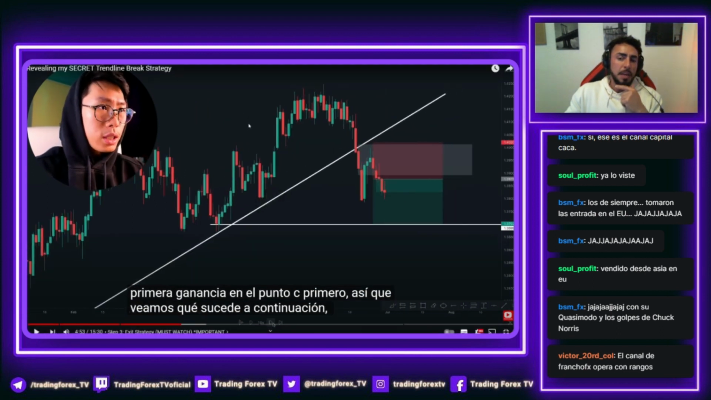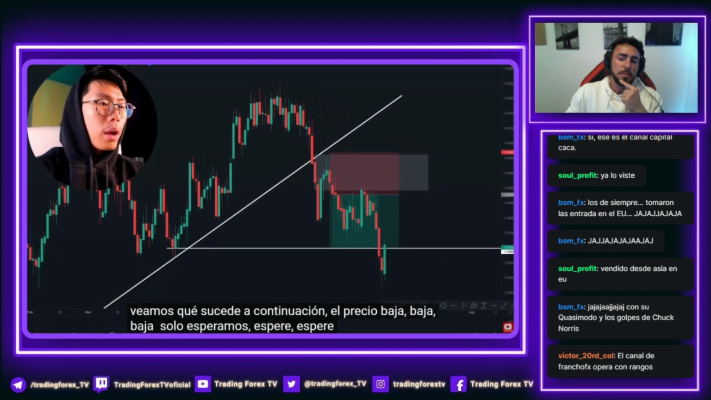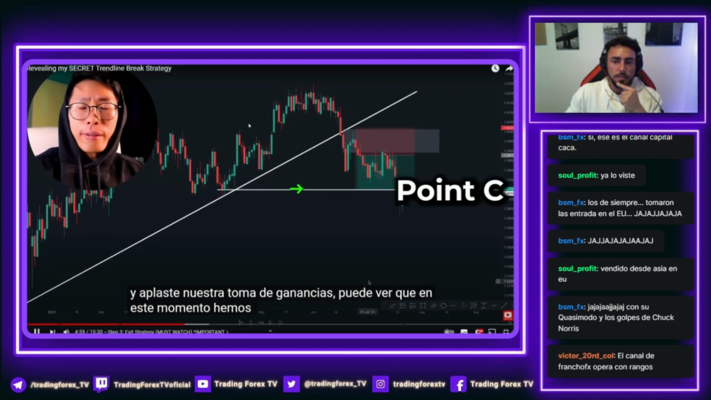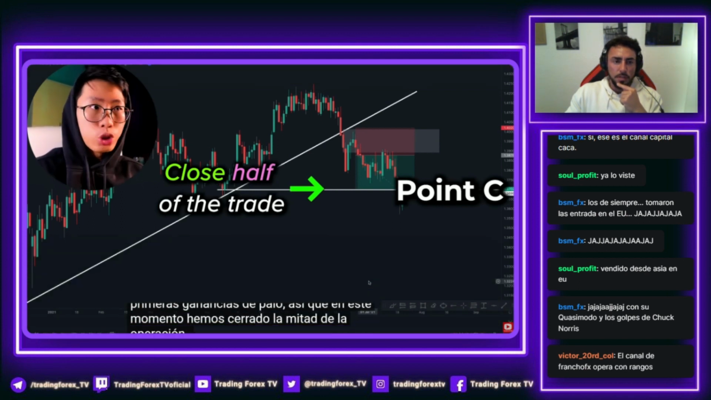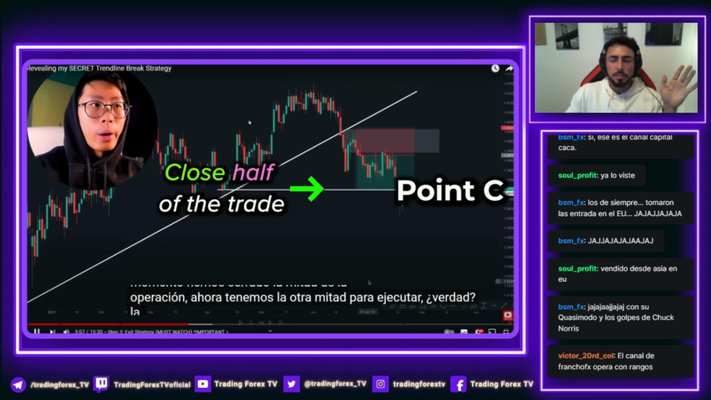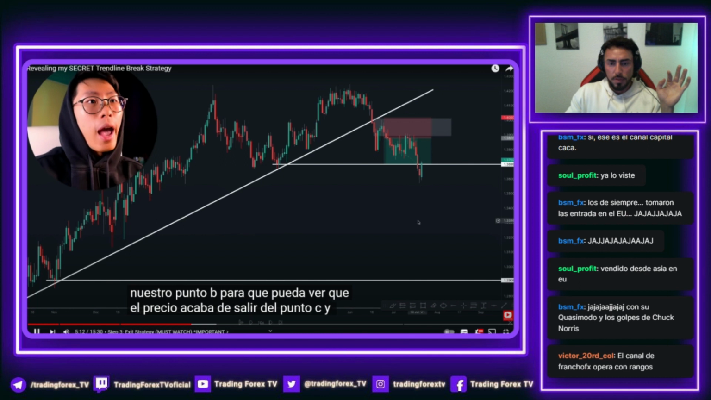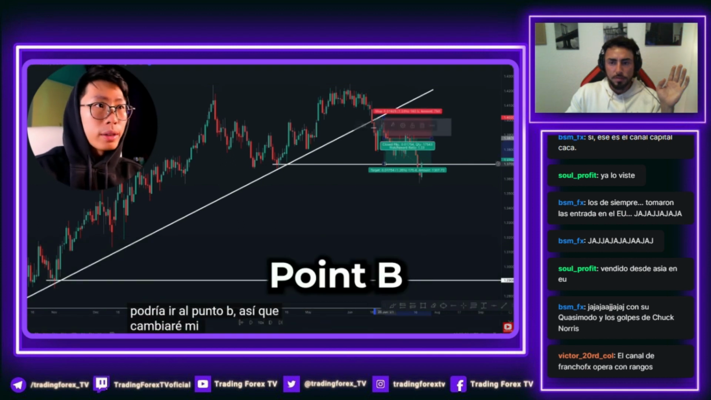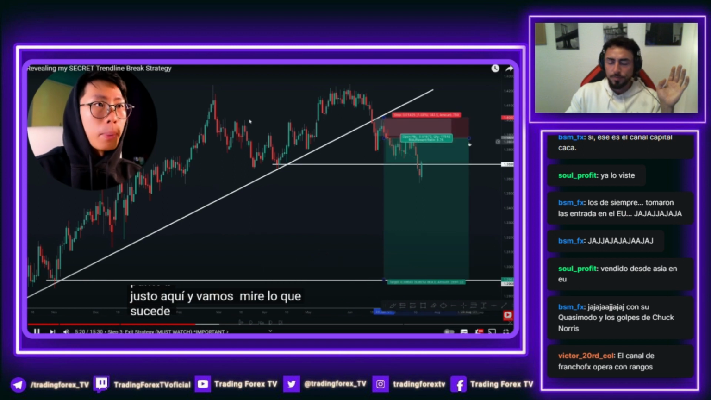Three take profits. Price goes down, we just wait, and smash our take profit. You can see at this point in time, we have smashed our first take profit, right? So at this point we have closed half of the trade. Now we have the other half to run to our point B. You can see price just broke out of point C, and now it might go to point B. So I'll shift my take profit all the way down to point B right here. And let's look at what happens next.